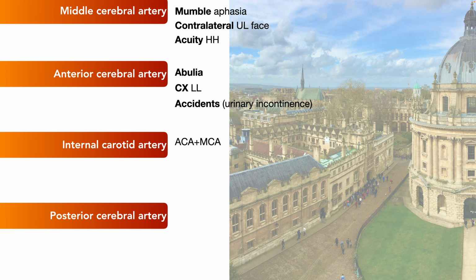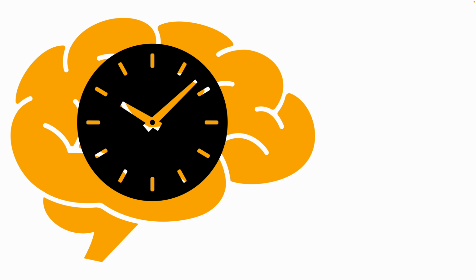PCA also spells PCA, so if you just forego the P, then you've got cortical blindness if bilateral, and a contralateral hemianopsia if it's not bilateral, with macular sparing, of course.